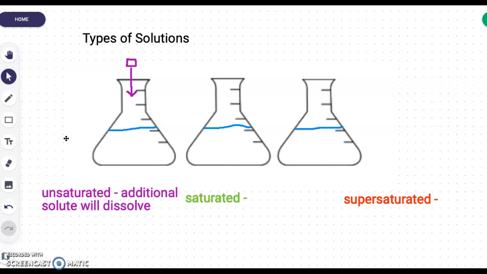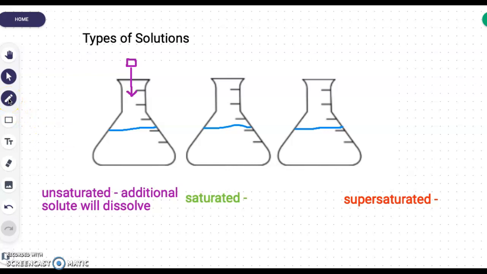All right, so our second solution is called a saturated solution, and saturated solutions contain the maximum amount of dissolved solute at a given temperature. So we're going to assume that all three of these solutions right here are all at the same temperature, let's say room temperature, about 21 degrees Celsius. The saturated solution already has the maximum amount of solute that can dissolve.